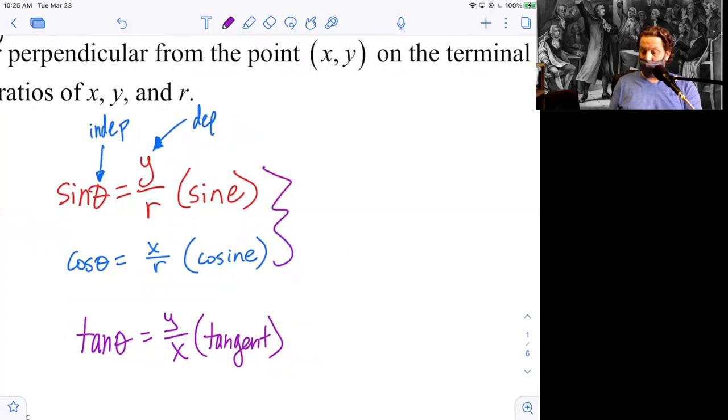So these guys are always going to be less than 1 in magnitude, I should say, in size. Now, why? Again, because r is the hypotenuse. Because r is going to be greater than x and r is greater than y. Okay, it's the hypotenuse.